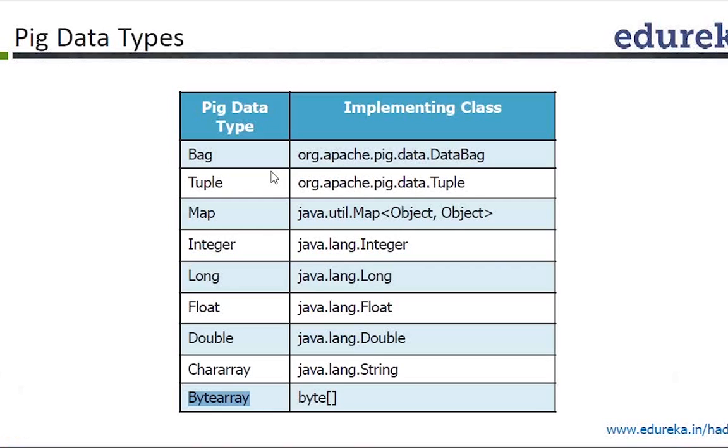Now, when it comes to Pig, suppose you are reading a data set and you don't specify the data type for a particular column. In that case, the fields will by default be treated as a byte array unless you specify int, long, or float. So if you don't specify, it is going to be a byte array by default.